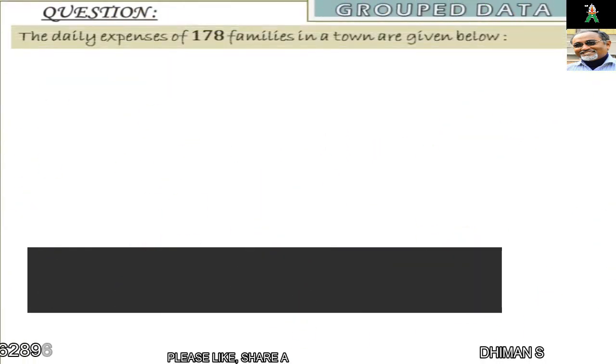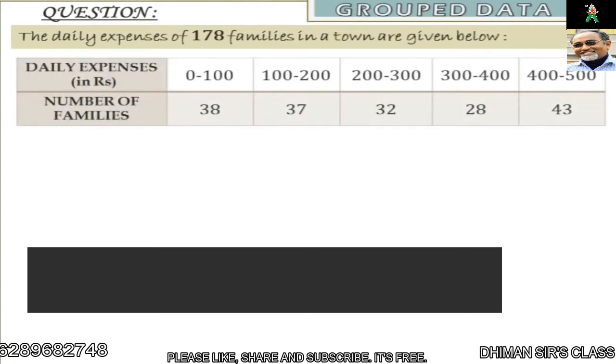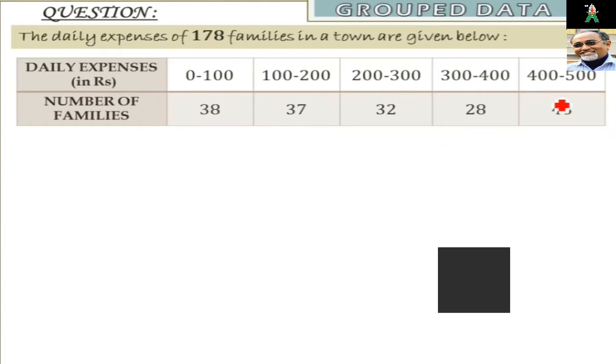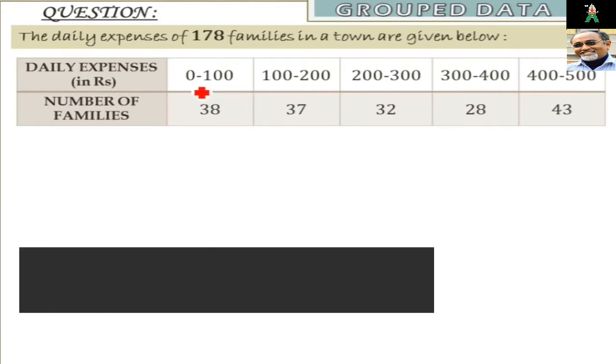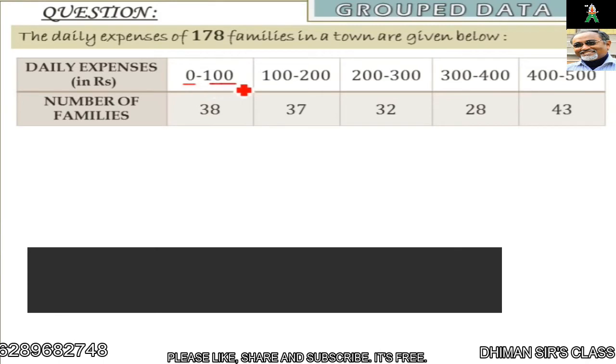The daily expenses of 178 families in a town are given below. We have been provided with the data regarding the daily expenses, in terms of rupees, of 178 families. If we carefully notice, we have been given observations in the form of class intervals. That means there is a lower limit and an upper limit. So this means that our data has already been organized into groups. So this is grouped data.